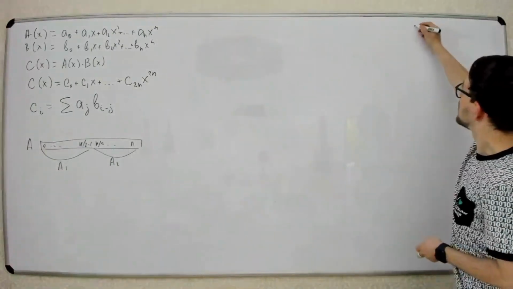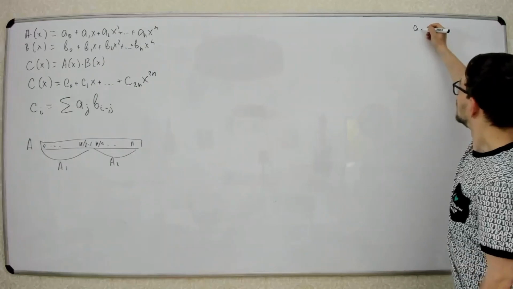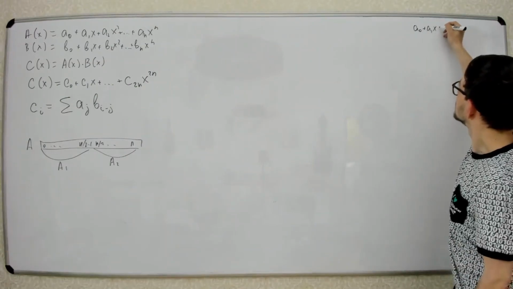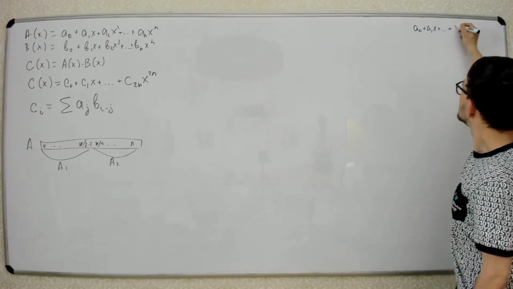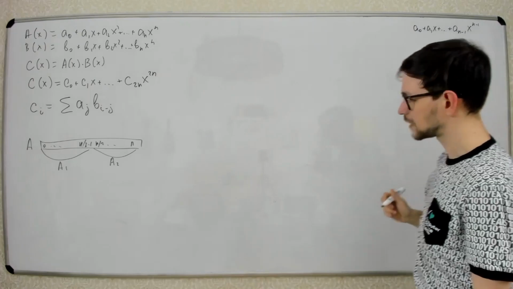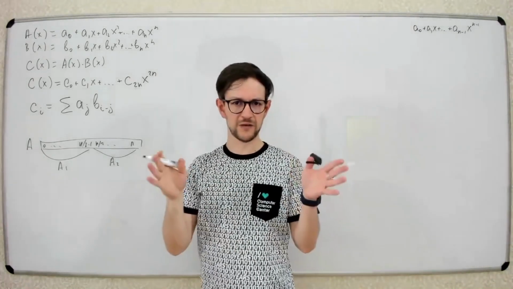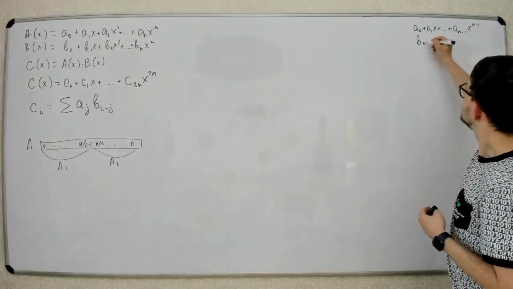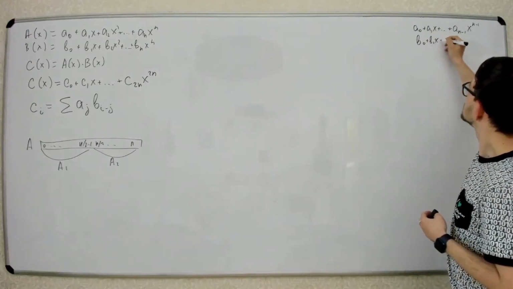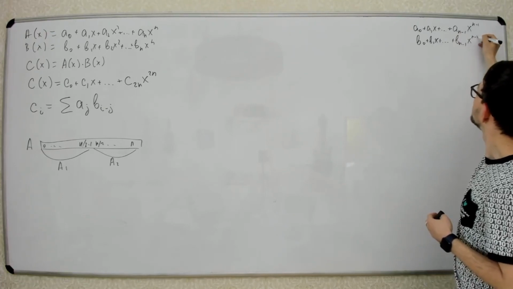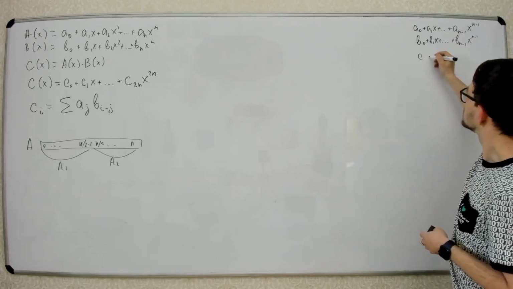So I have the polynomial a0 plus a1 x plus and so on plus a(n minus 1) x power n minus 1. I want all my polynomials to have n coefficients. Now b0 plus b1 x plus and so on plus b(n minus 1) x power n minus 1. And the product will be polynomial C.